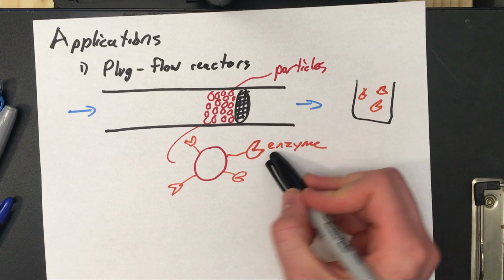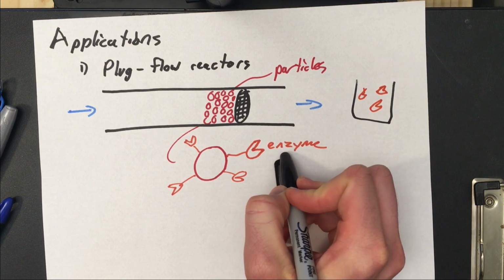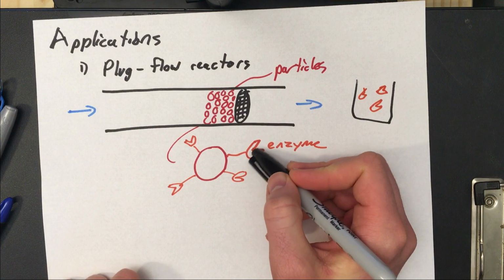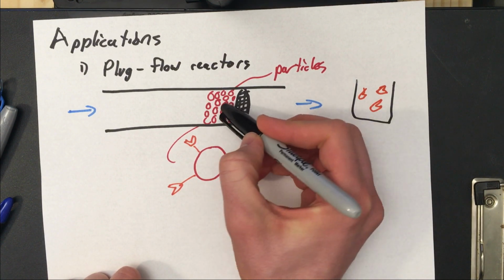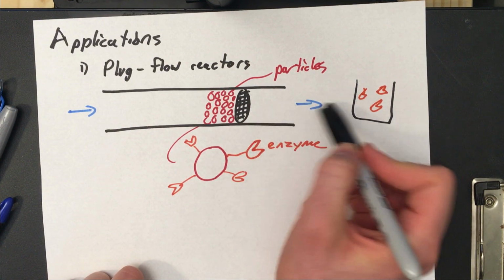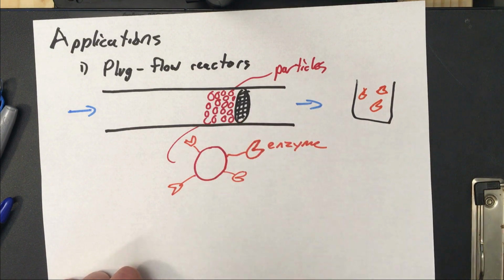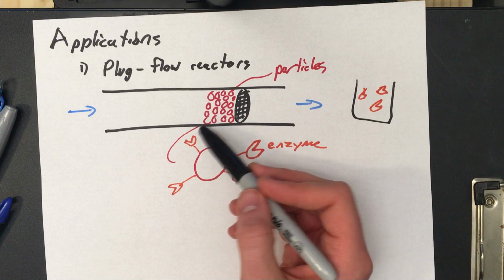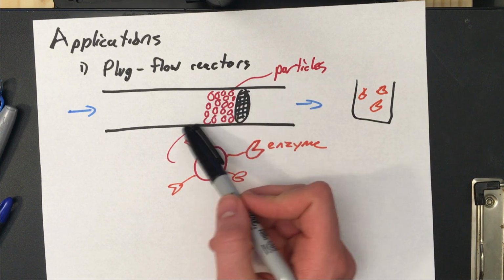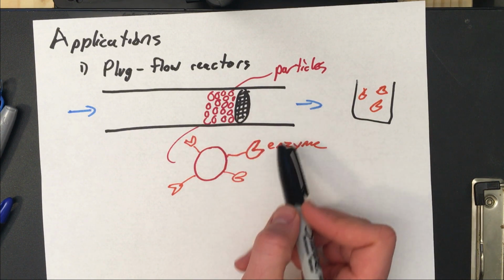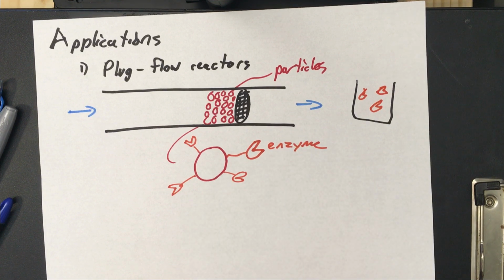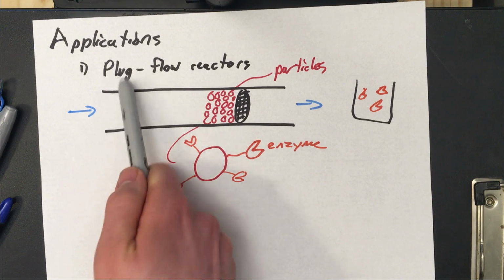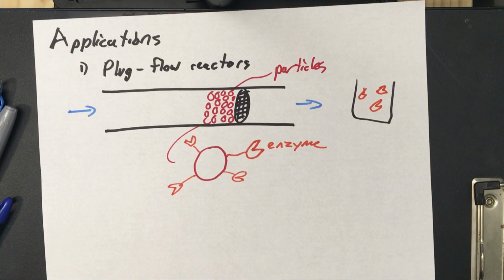The other thing is oftentimes these enzymes are expensive. It might be costly to produce these enzymes. So if I can keep the enzymes from flowing downstream with the products, then I can use those enzymes as long as I want. They can serve their function over and over and over again. And that essentially becomes a one-time cost rather than a continuous expense. So these plug flow reactors are super important.